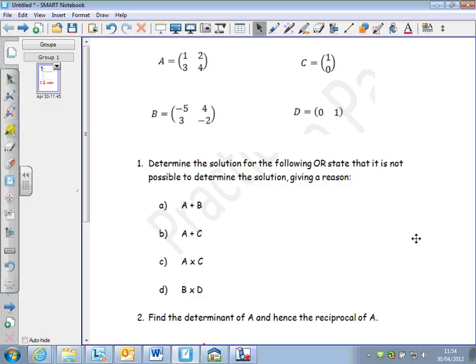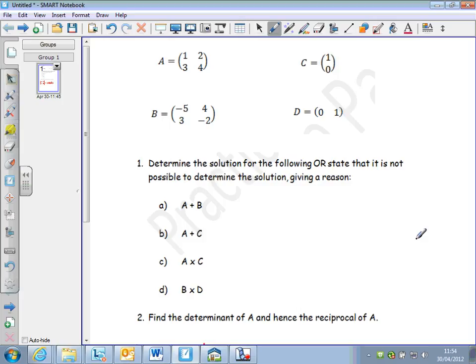Okay, this is year 1 maths exam, learning outcome number 4. I'm going to have a look at questions 1 and 2 in this video clip, and they are to do with these matrices A, B, C and D. Number 1 says determine the solution for the following or state that it's not possible.